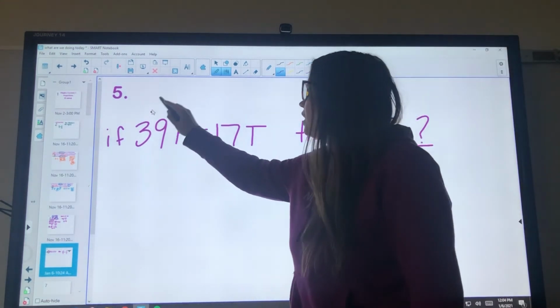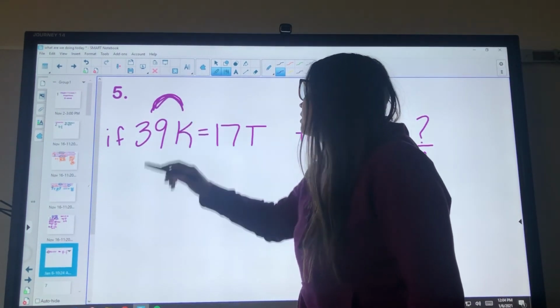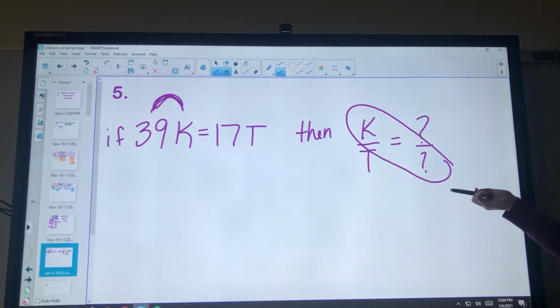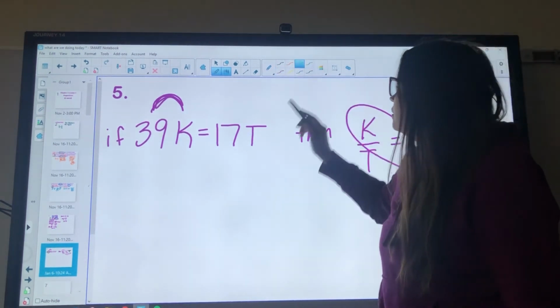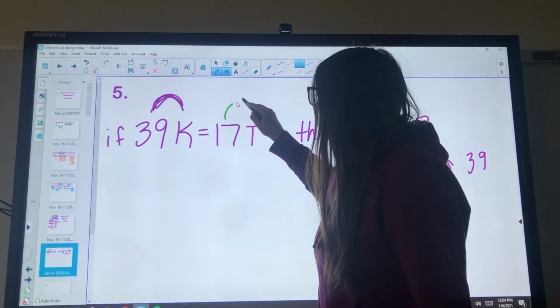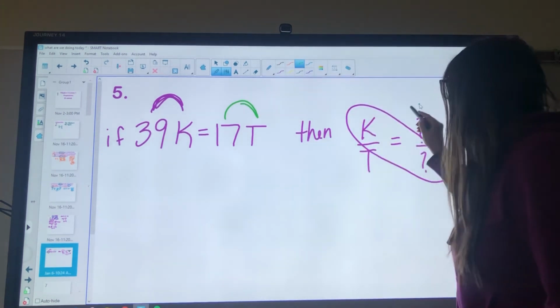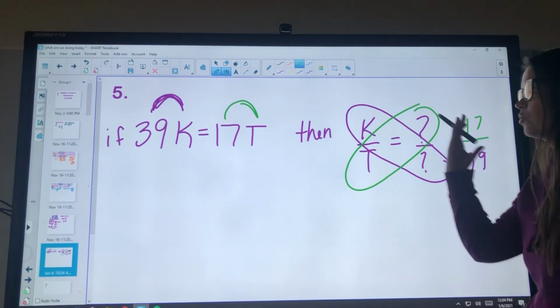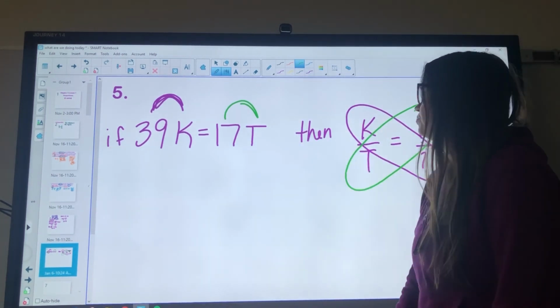If 39 and k got multiplied together, then that means that the 39 had been down here. Does that make sense? So if 17 and t are multiplied together, cross multiply, that means the 17 is up there. That's all they're asking on that one. You have to think backwards about cross multiplication. That's it. Good luck.